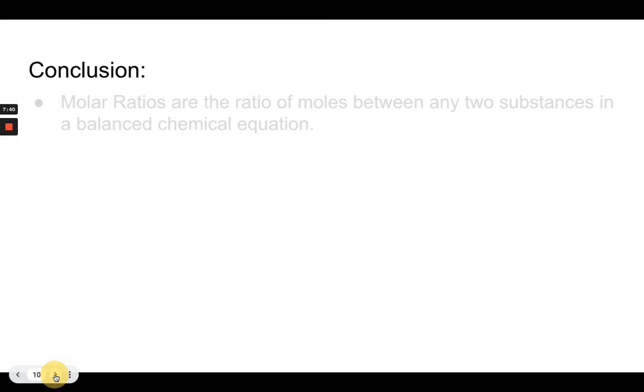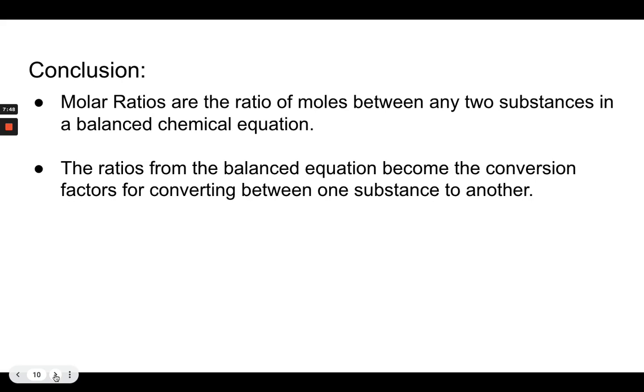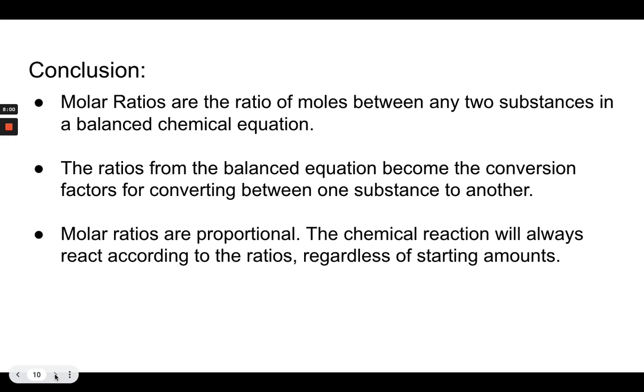So in conclusion, molar ratios are the ratio of moles between any 2 substances in a balanced chemical equation. Those ratios are going to become the conversion factors for when we do dimensional analysis to convert between one substance and another. That is another lesson. Right now, just identify those relationships. And finally, understand that molar ratios are proportional. The chemical reaction will always react according to the ratios, regardless of your starting amounts.